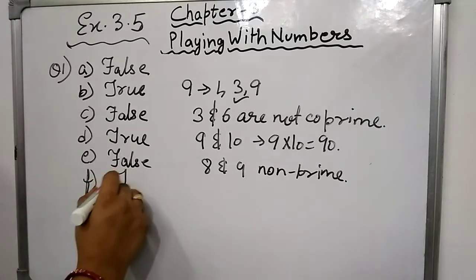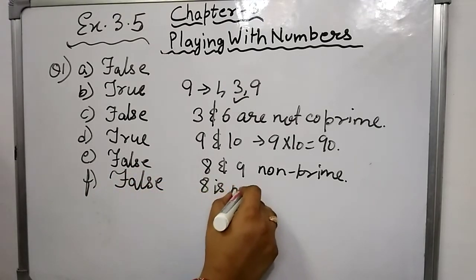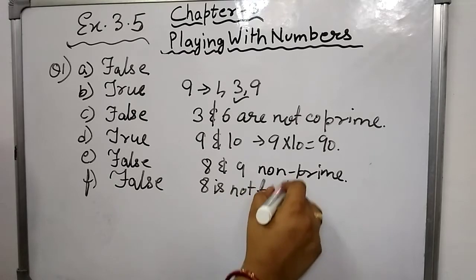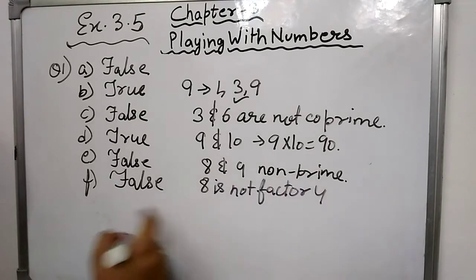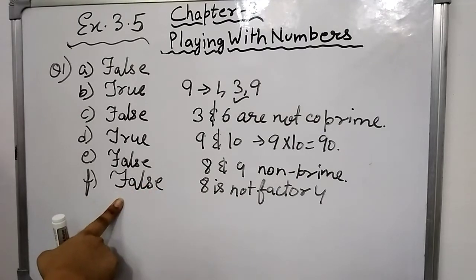Next, all numbers which are divisible by 4 must also be divisible by 8. This is again false because 8 is not a factor of 4. If it is written as 2, then this statement would have been true.